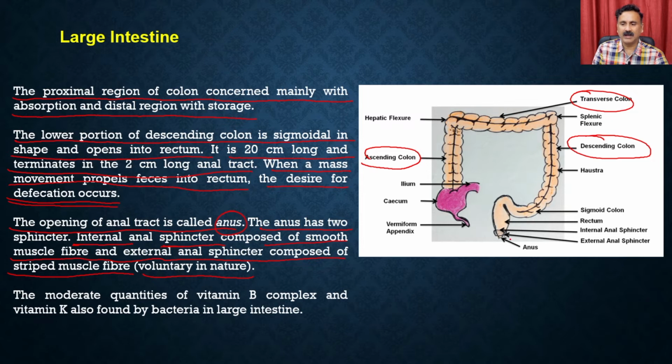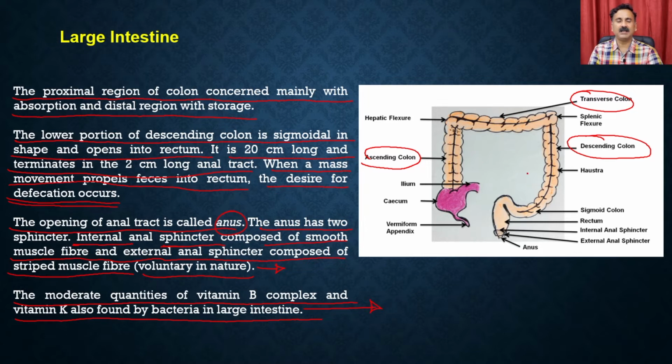This means you are able to control the opening and closing of this anus by your own will, and that is how it allows the person to go for the defecation process. Moderate quantities of vitamin B complex and vitamin K are also found in the bacteria present in the large intestine.